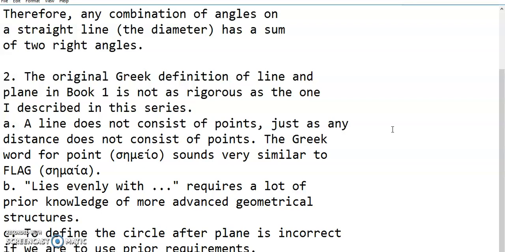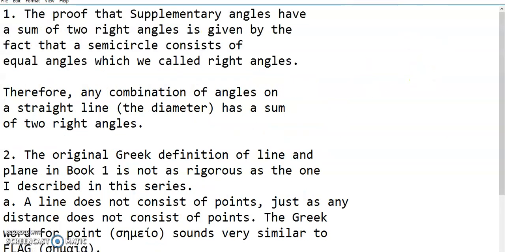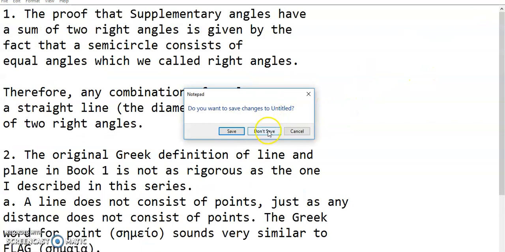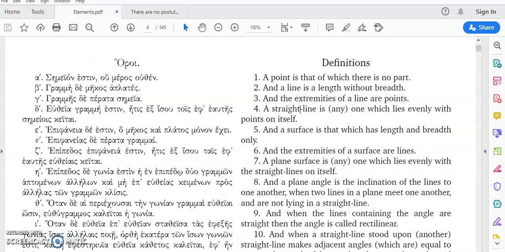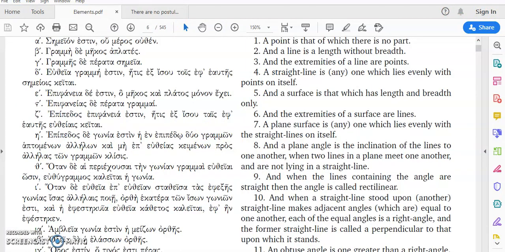Now, as I said earlier on, to say that something lies evenly with something else requires a lot of prior knowledge of more advanced geometrical structures which may not be in place. And in this case, they were not in place. So to define the circle after the plane is incorrect if we are to use prior requirements. Okay, so I don't need that. Actually, I'm going to just hold on to that for a second, but I did mention it. Now, let's get back to the presentation.